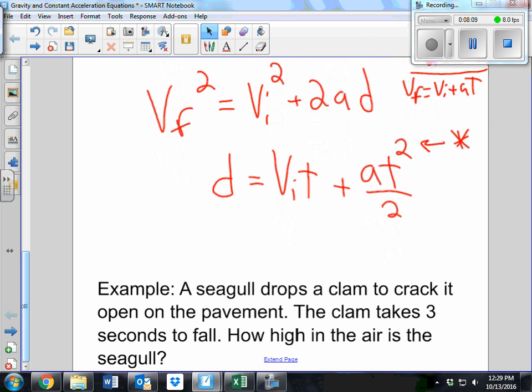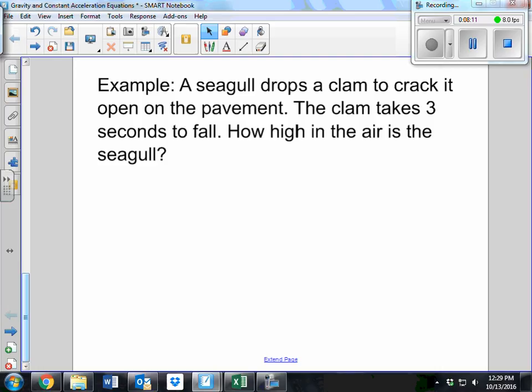In my example, a seagull drops a clam to crack it open on the pavement. This is actually what they do. They go find clams, they pick them up, and they literally fly high in the air and drop them so that they can break the clam open and get the meat on the inside. And this is actually a Regents physics problem. A seagull drops a clam to crack it open on the pavement. The clam takes 3 seconds to fall. How high in the air is the seagull? Remember, you should be copying down this problem into your notes.